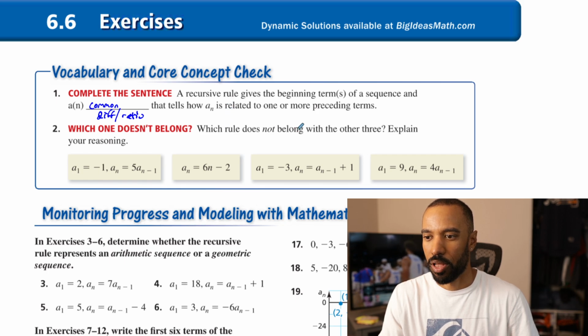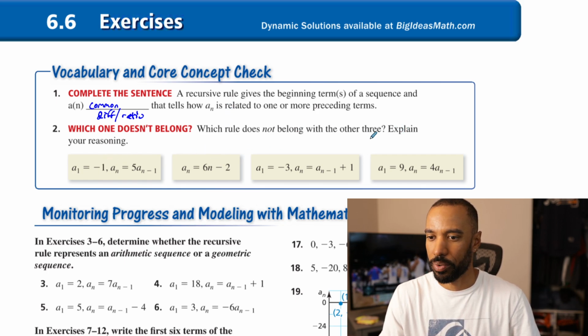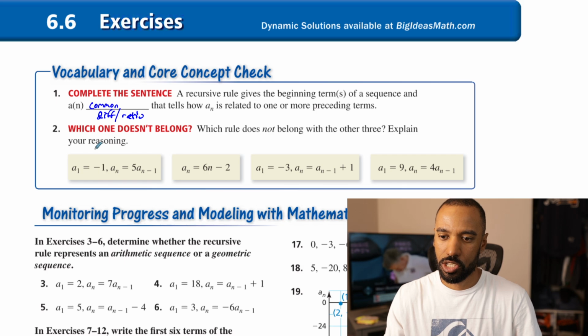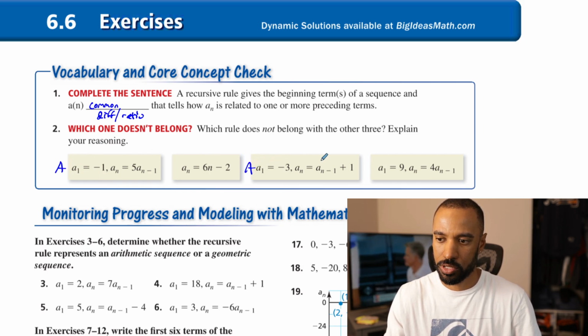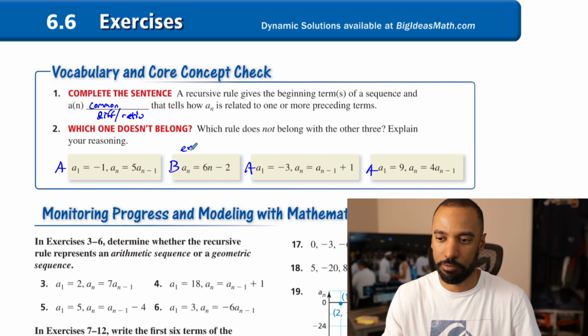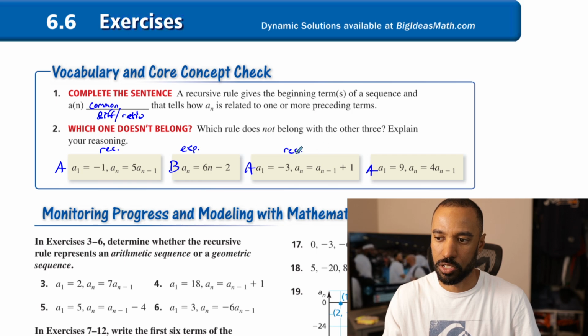Okay, which one doesn't belong? Which rule does not belong with the other three? Explain your reasoning. These three are recursive rules, and this is an explicit rule. Now, I've been saying the phrase explicit rule over and over before, but these ones are recursive, yes, explicit.